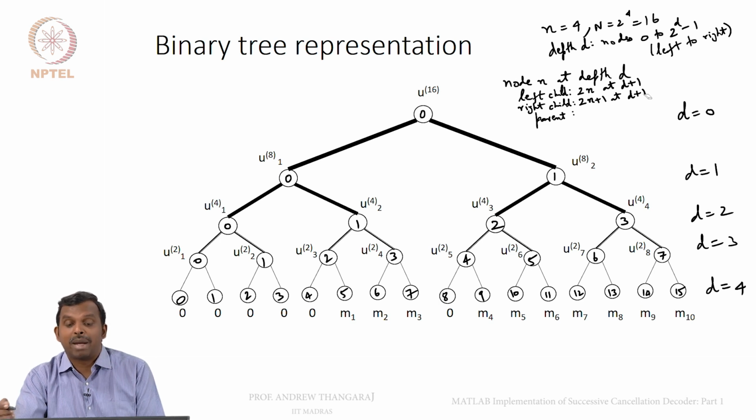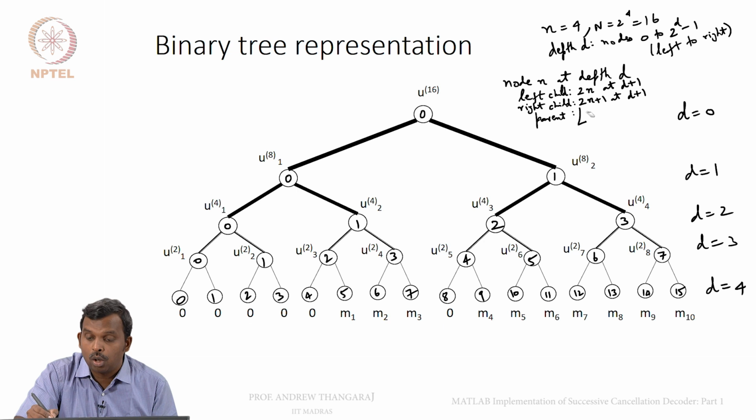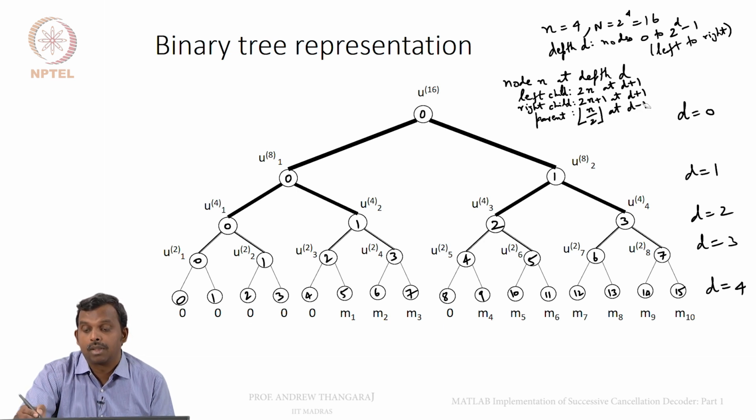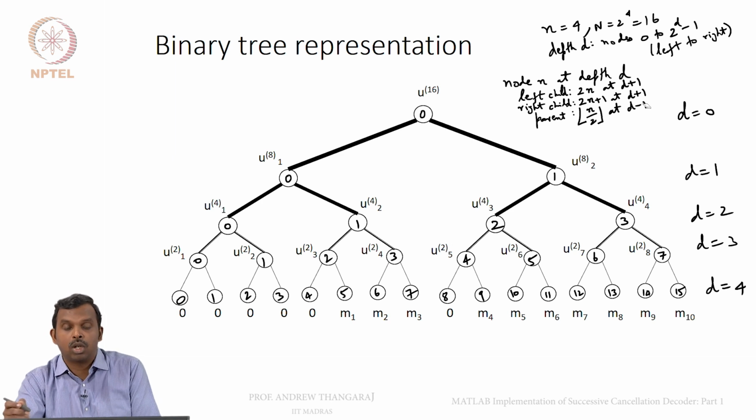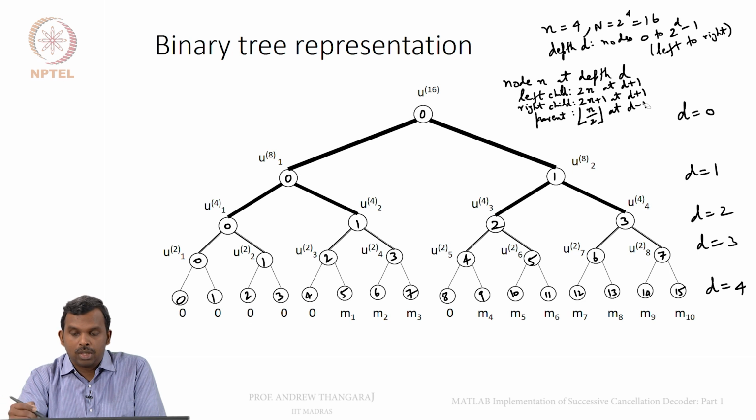So what is going to be the parent? Parent is floor of n by 2 at d minus 1. That's it. You see what floor is? Floor is you divide and throw away the remainder. So that's what happens if you want to go to the parent. It's easy enough. Once you have this notation of depth and node number from left to right, you can figure out easily what the left child, right child, and the parent are.